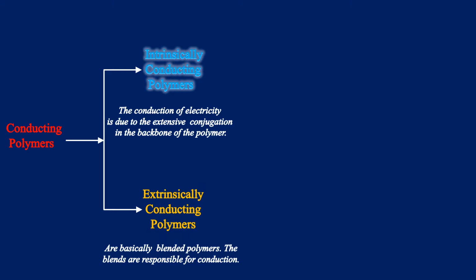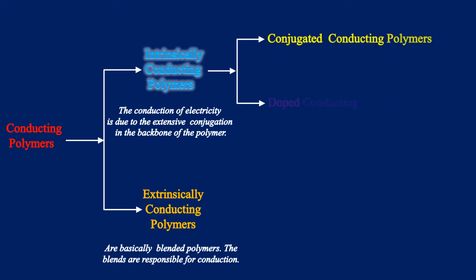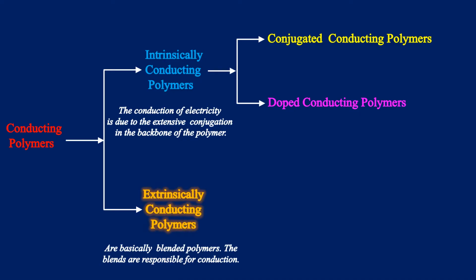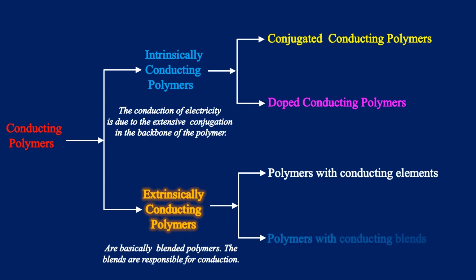Intrinsically conducting polymers are further classified into two more types. These are conjugated conducting polymers and doped conducting polymers. Extrinsically conducting polymers are also classified into two types. These are polymers with conducting elements and polymers with conducting blends.